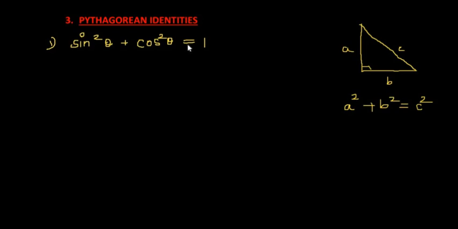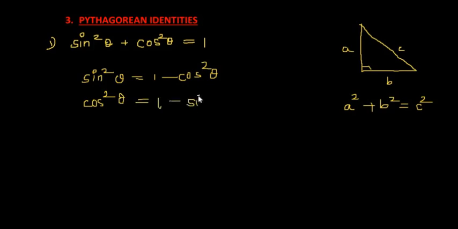Now what we are going to do is rearrange this given identity as sine square theta is equal to 1 minus cos square theta. Similarly, we can also rearrange this as cos square theta is equal to 1 minus sine square theta. So this is very important to remember. These two are the rearrangements and this is the main identity.